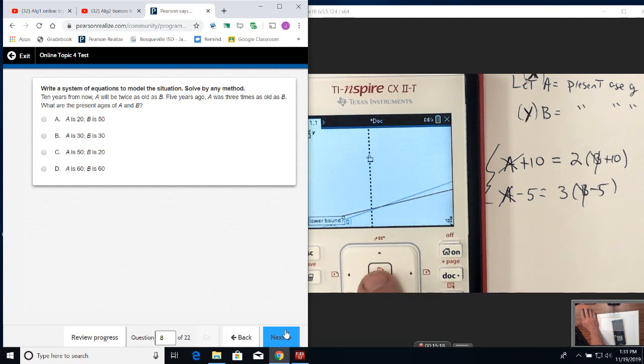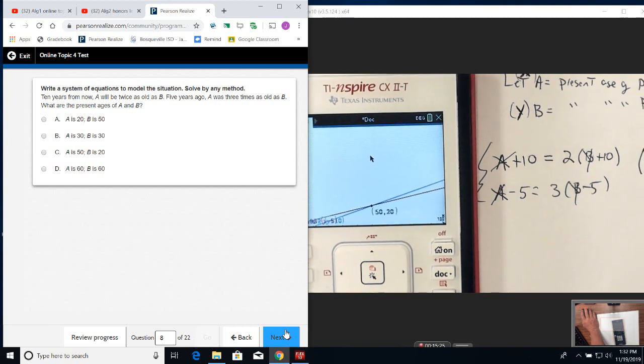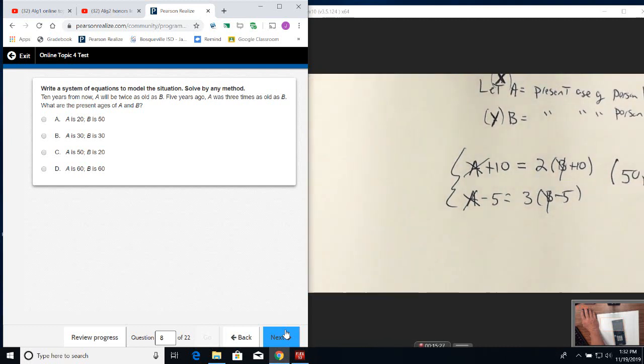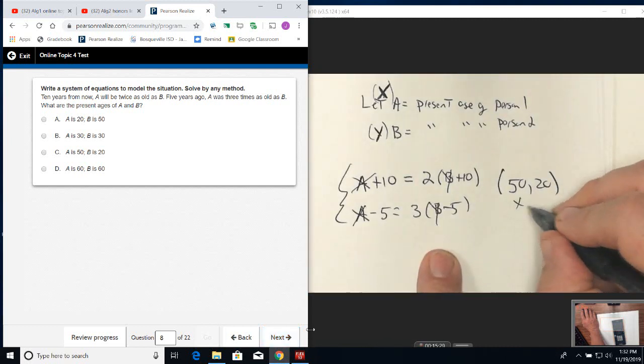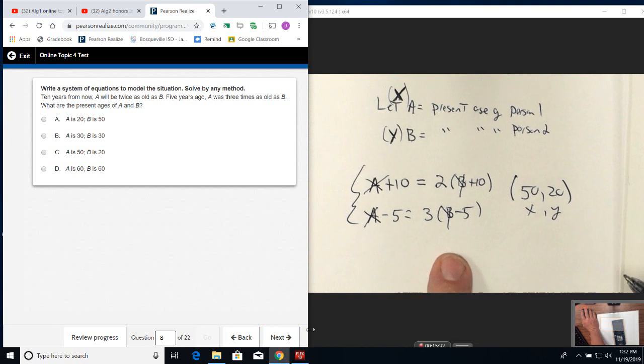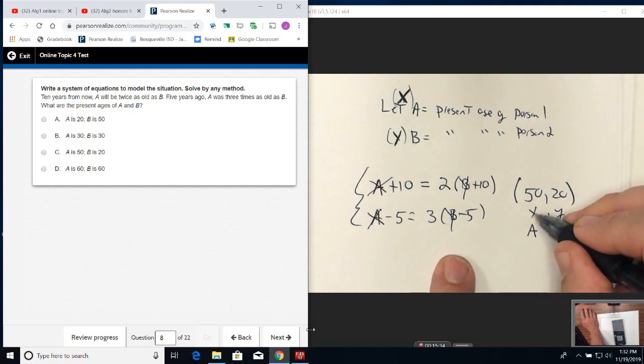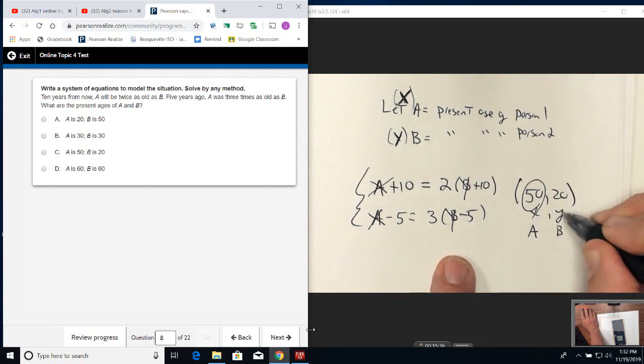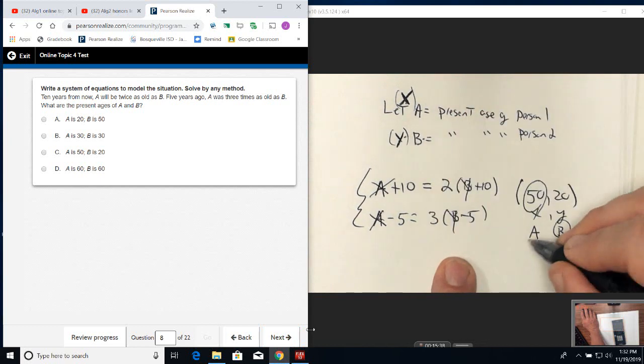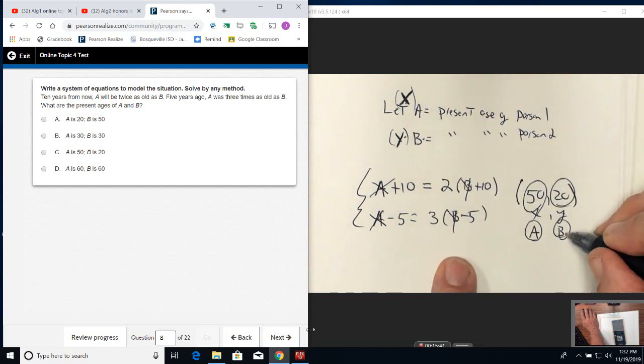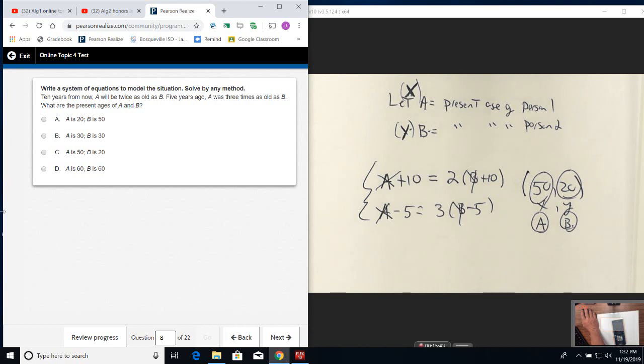So to solve a system of equations, you just graph it and find the intersection. So my intersection is at the point 50, 20. What does that mean? 50, 20. That's x, and that's y. That's an x coordinate and a y coordinate. But what does x represent? Person A's age. And what does y represent? Person B's age. So how old is person A? 50. A is 50, and B is what? 20. That's their present age today.